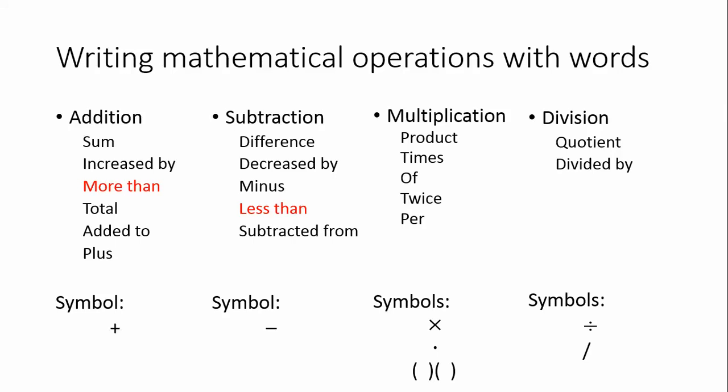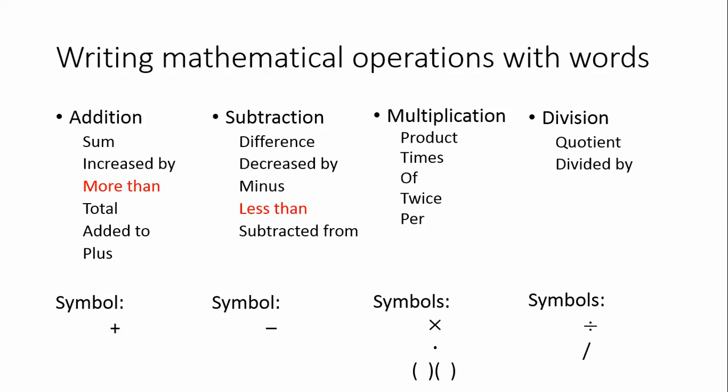For subtraction, you could see the words difference, decreased by, minus, less than, and subtracted from. For multiplication, you could see product, times, of, twice, and per. And finally for division, quotient, and divided by.